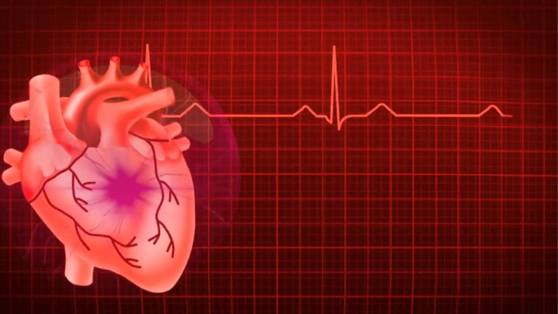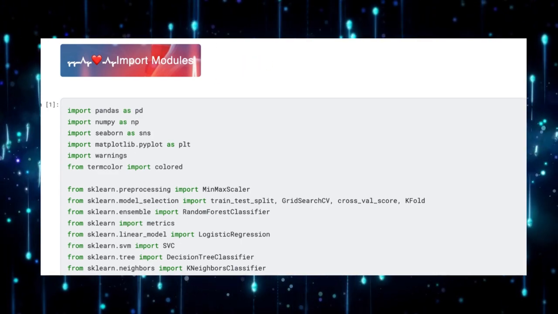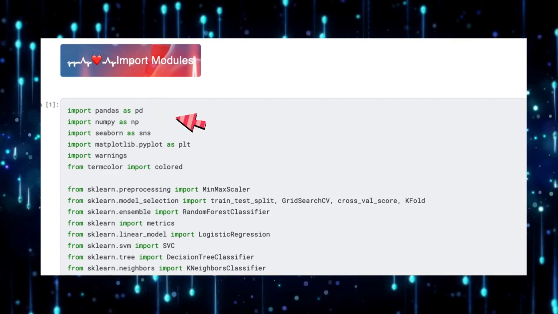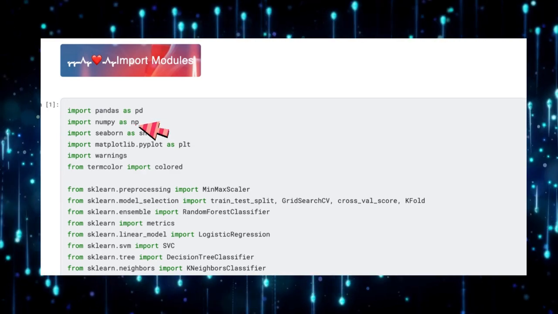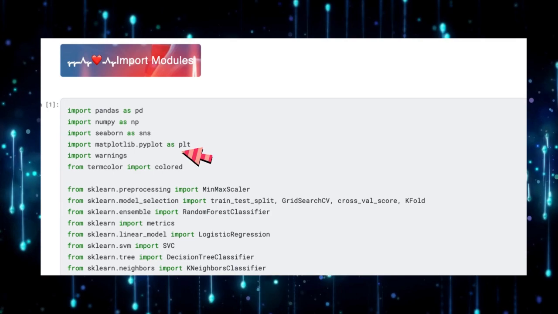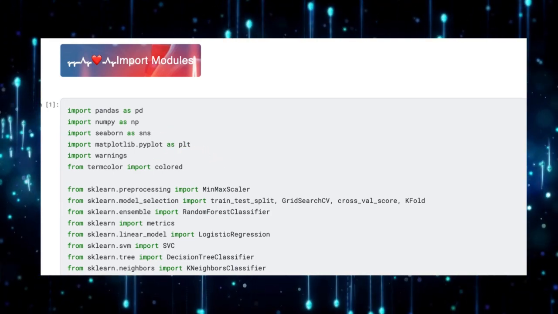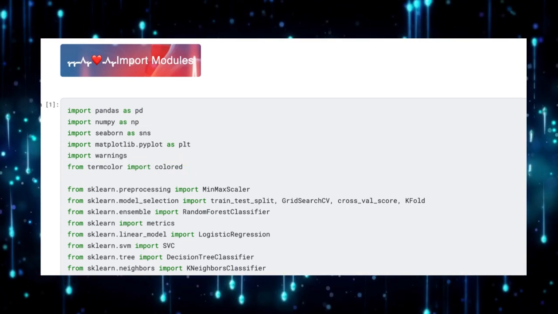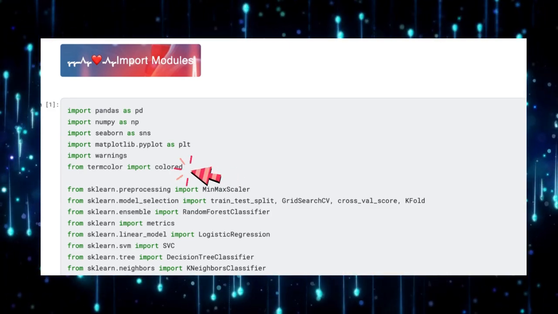Import modules. Let's start by importing the necessary libraries for our machine learning project. First, we import the Pandas library, which is essential for data manipulation and analysis. Next, we import NumPy, a fundamental package for numerical computations in Python. For visualization, we use Seaborn, a statistical data visualization library, and Matplotlib PyPlot for plotting graphs. We also need to handle warnings, so we import the warnings library to filter out any unnecessary warnings. The termcolor library is used to print colored text in the console, which helps in distinguishing different outputs.